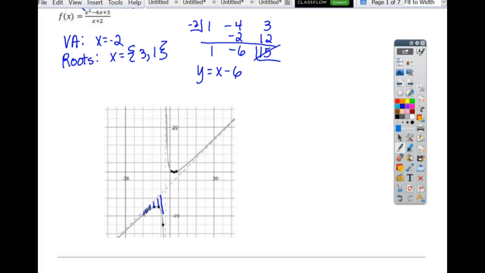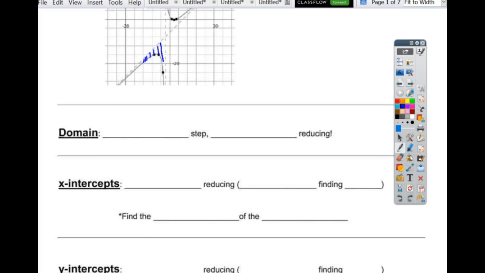So that's just a little fun fact that you can go home tonight at dinner and talk about with your parents, that the remainder, after you synthetically divide on the rational function, is the distance away from the slant asymptote, and they'll think you are so smart. I think you're smart.